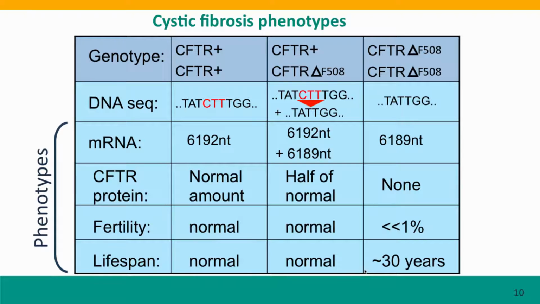What about our cystic fibrosis phenotypes? Well, again, we see dominance in the final phenotypes. Half as much CFTR protein is enough to get the job done. So we see there's only half as much protein, but fertility and lifespan are normal because we normally make more cystic fibrosis protein than our cells really need. Half as much gets the job done quite nicely.